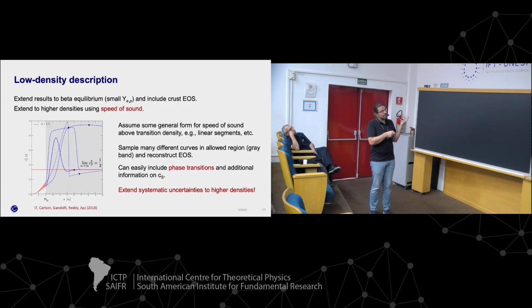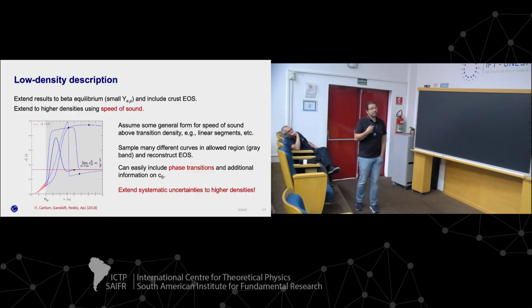Then there is some density where we transition to a model where we just draw curves in the speed of sound plane. Anything between 0 and 1 would be possible. Here you see 4 examples, I think, of how these curves can look. But basically anything in this gray box could be sampled. And this would basically be a prior that describes everything we know coming from nuclear theory and experiment, let's say, but is extremely general at high densities where we do not have any information.